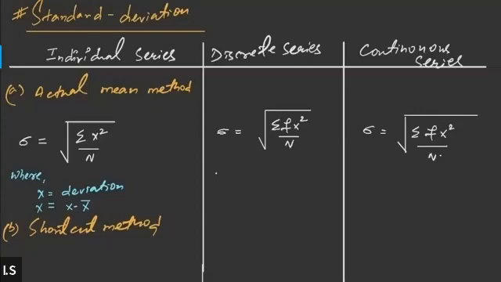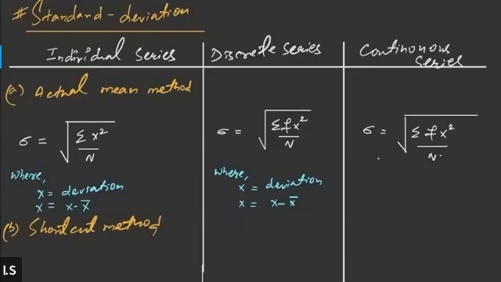In case of discrete series as well, we will be calculating the deviation. X means deviation here as well. And to find out the deviation, again in case of discrete series, we have to subtract the mean from the value of the items in the question. Then only you will be able to find out x. And once you find x, you can square it to fit it into the formula.